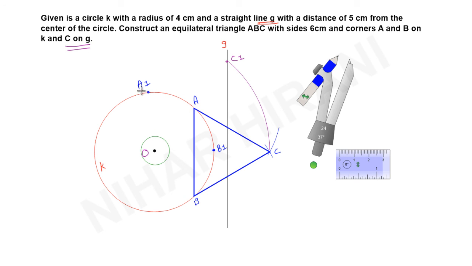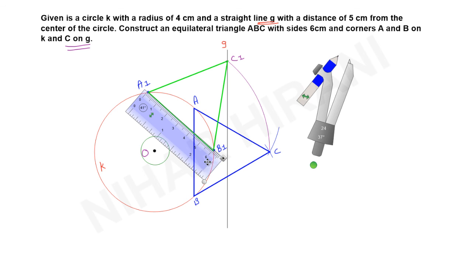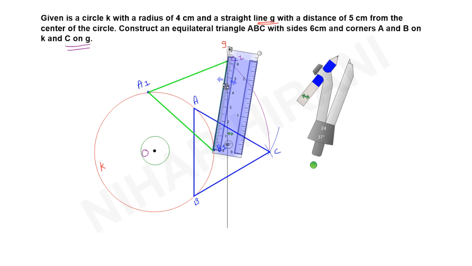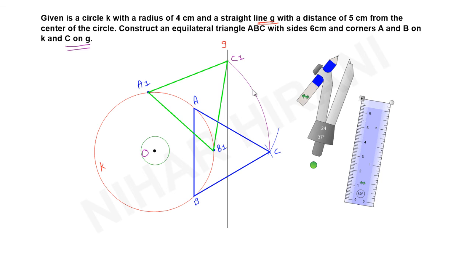And now I'm almost done. I just need to connect A1B1, B1C1 and C1A1. So now the picture will be clear in your mind. I made this blue triangle with 6 cm each side and I just rotated it. Now you can see it is exactly 6 A1B1, isn't it? You can see here also 6. You can see here also 6. It means this is my perfect triangle ABC following all the conditions, A, B on K and C on G.